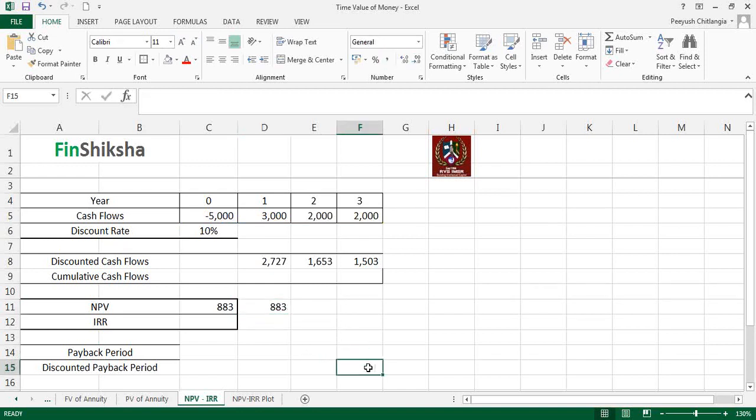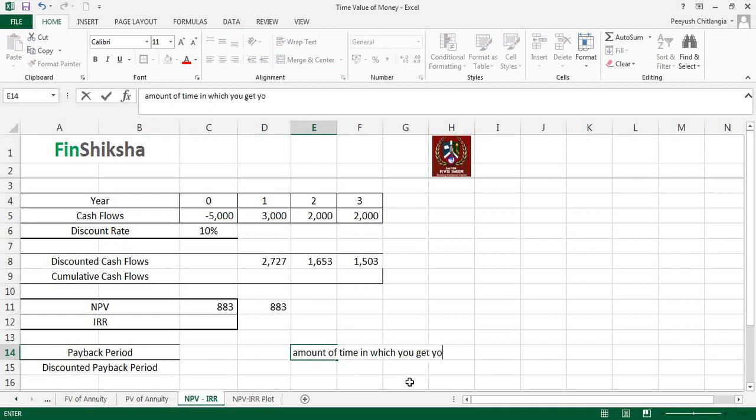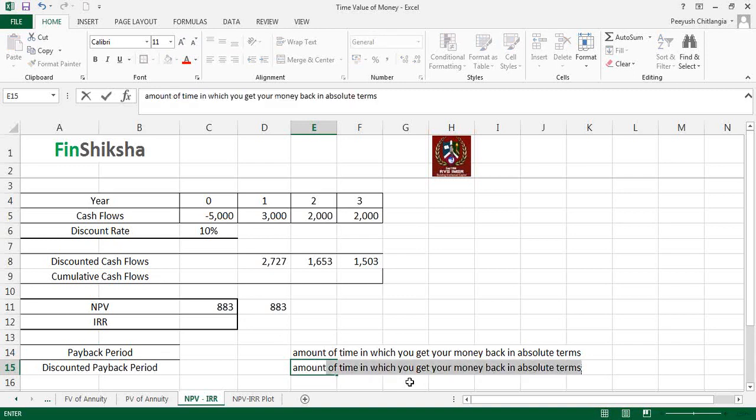Now, let's move one step further and try and understand what happens if we look at these terms called payback period and discounted payback period. Payback period is nothing but the amount of time in which you get your money back in absolute terms, right? Discounted payback period is the amount of time in which you get money back not in absolute terms, but in present value terms. Now think about it.